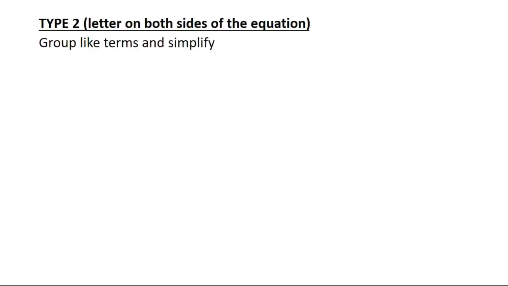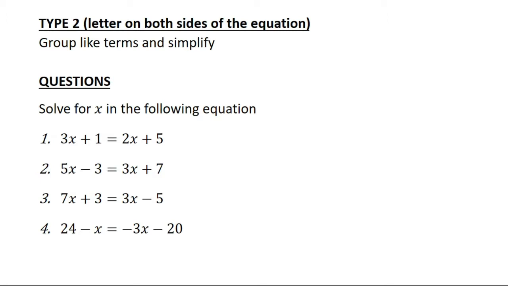Now type 2, letter or variable on both sides of the equation. What do you do? You group like terms and you simplify, just as we did for the previous one. In this type 2, the first thing you need to do is to group like terms. After that, you simplify. Let's pick some examples and see how to apply this point.